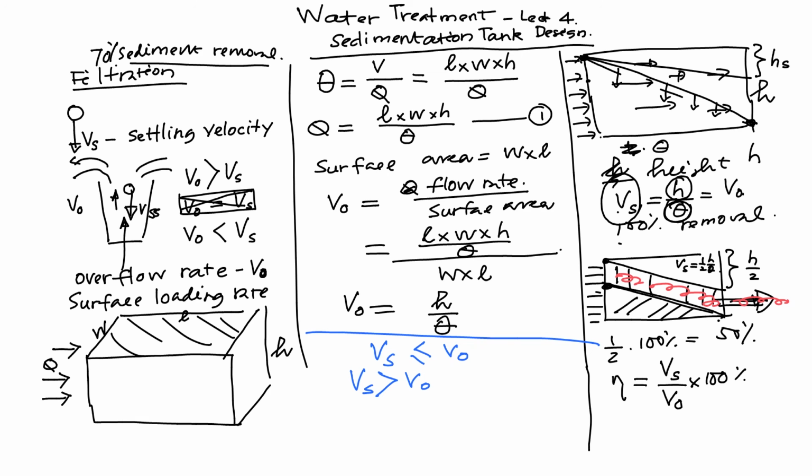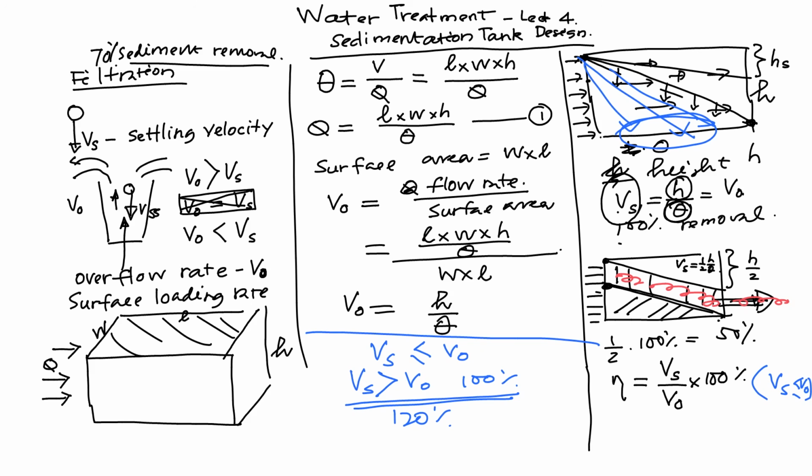The situation here is Vs is greater than V naught. That means even before it reaches this point, the particle is going to drop down here. If it is going to drop down here, that means all the particles will be removed. Still this is 100% removal. So this formula applies when Vs is less than or equal to V naught. But when Vs is more than V naught, you always get 100%. You cannot have 120% removal. You have to have a particle, and that particle has to be removed. So you can have only a maximum of 100%.